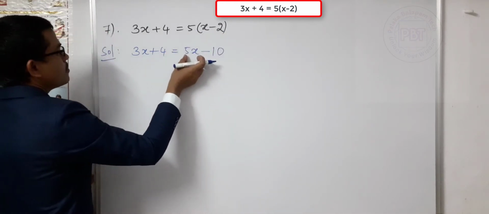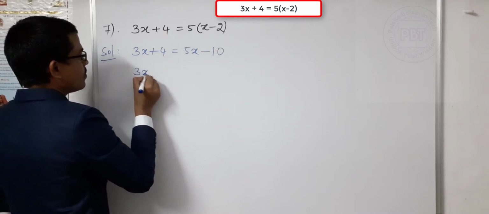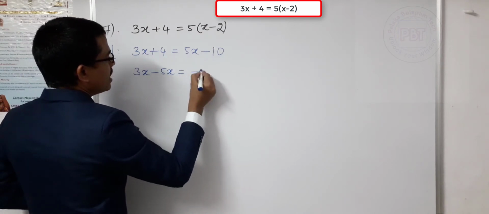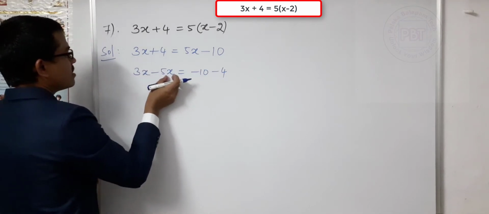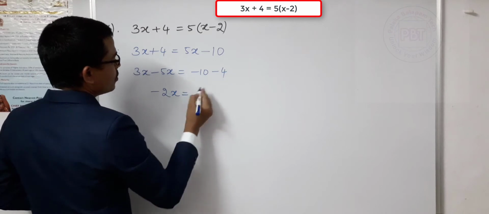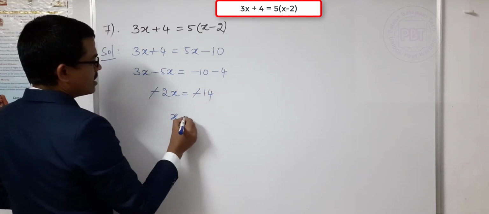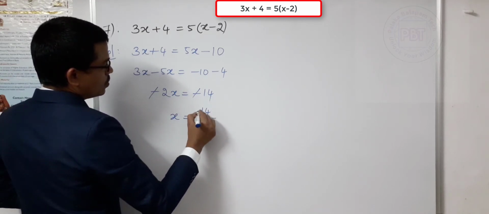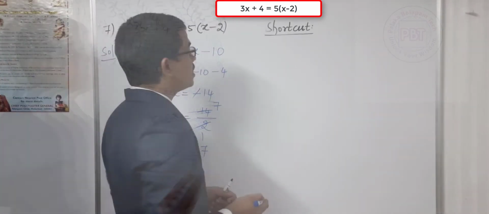Now I am going to transpose 5x to the left hand side, 4 to the right hand side. So 3x plus 5x becomes minus 5x, that equal to minus 10, plus 4 becomes minus 4. 3x minus 5x is minus 2x, that equal to minus 10 minus 4 is minus 14. So minus is cancelled on both sides. From that x equal to 14 by 2. 2 7s are 14. So therefore x is 7. Let us see the shortcut.